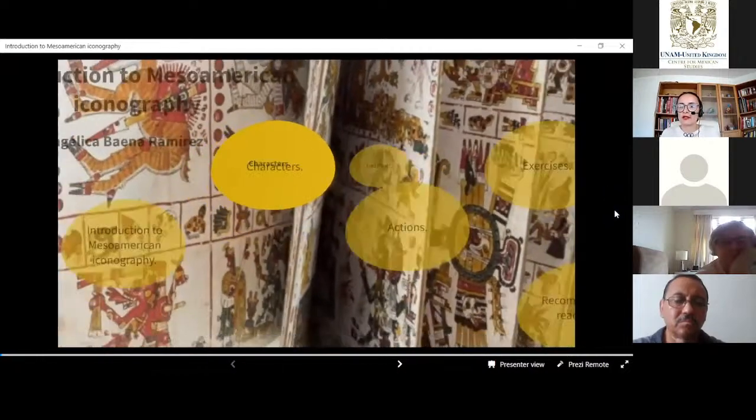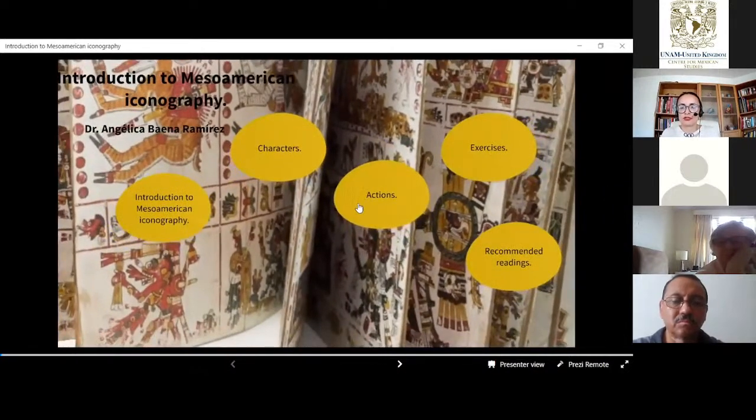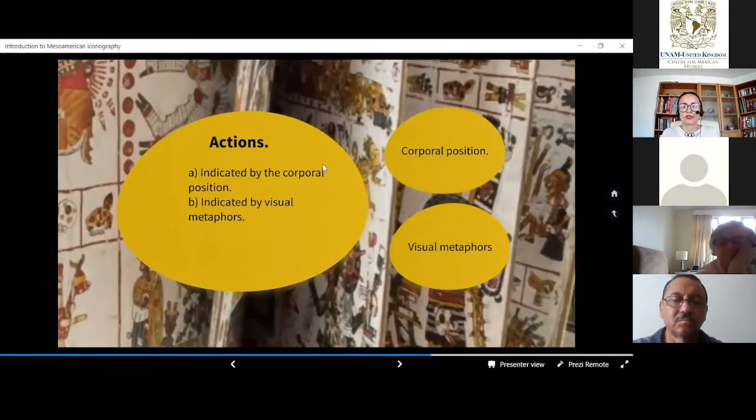Now, I know my time is quite short, so I just want to show you as well that in order to understand iconography, we need to understand more what the image says. We cannot just read an image and take it literally. We need to understand how the actions are portrayed.